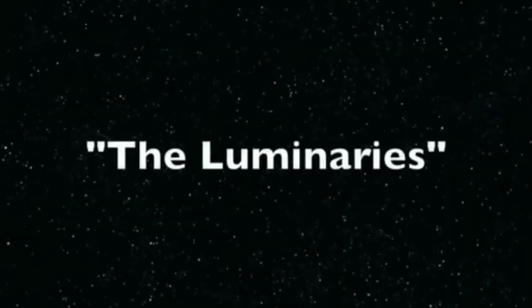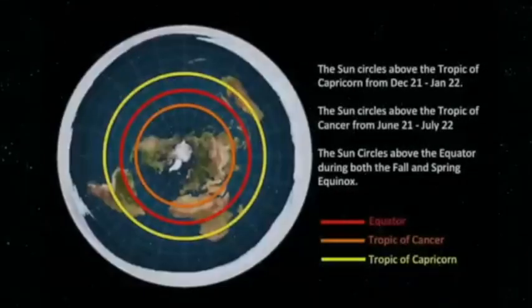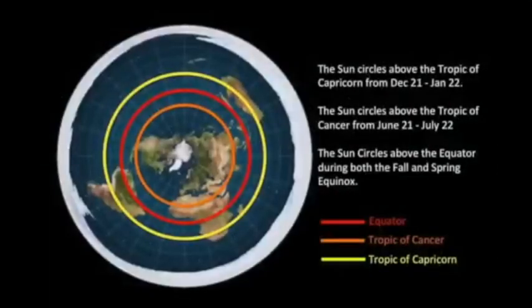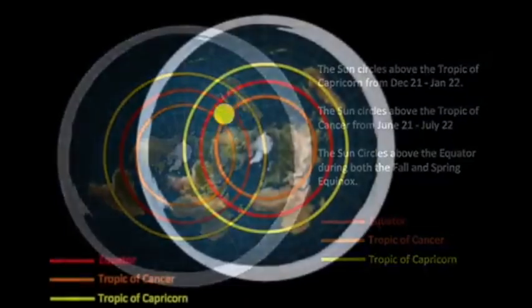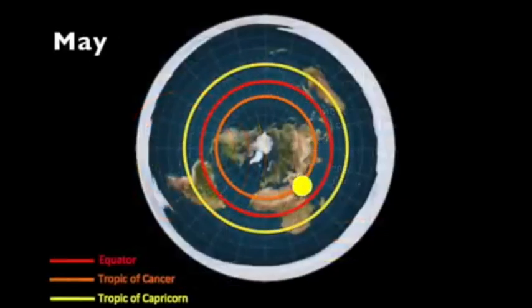Today I want to talk about the luminaries, the sun, the moon, and the stars, and how they rotate around in the firmament above us. I've gone over the sun in the past, so you might know a little bit about this subject. The sun goes around in a circle, and it takes 24 hours for the sun to circle the flat earth in one day. And the sun's circles get bigger and smaller depending on the time of the year.